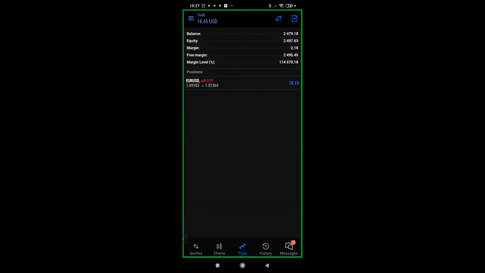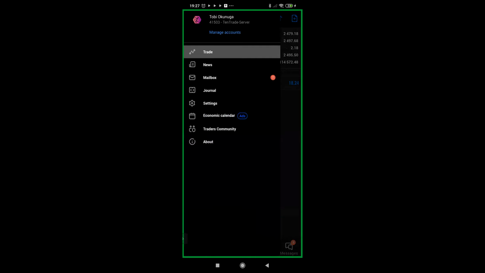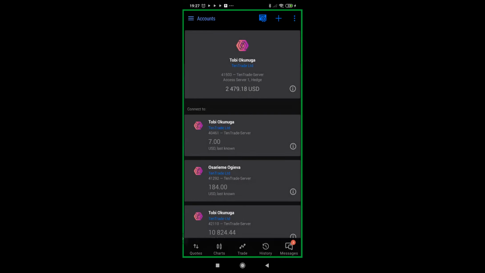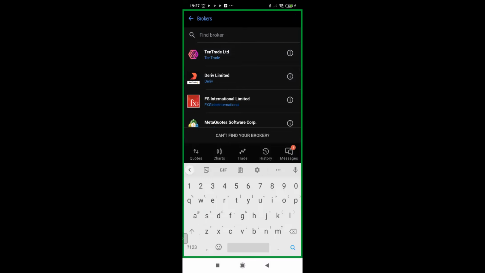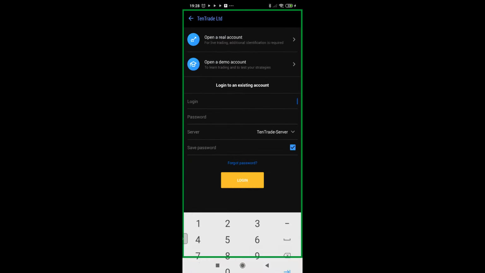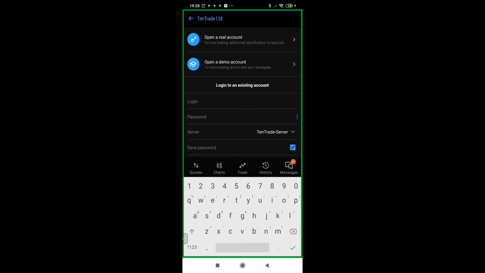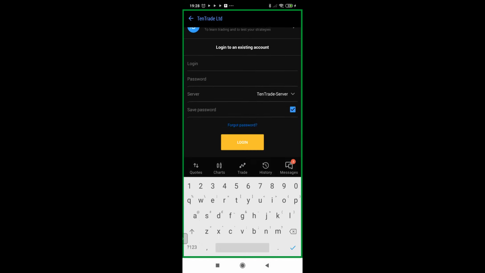Okay, so this is an MT5 account, as you see on your own MT5. How do you log in on MT5 if you're not already logged in? Once you download MT5, you want to come to somewhere around manage accounts, right? And then you want to click on this plus sign at the very top. Click on the plus sign at the top. You'll be asked for this find broker at the very top. You want to search for 10 trade. So start with 10 trade, and then you click on 10 trade, and then you'll be asked to put in your login and password on the server. That's all. Your login and password was sent to you via your email or at the point that you created your account.